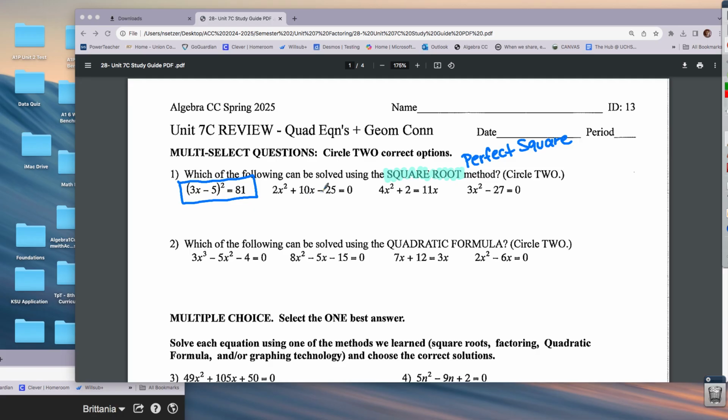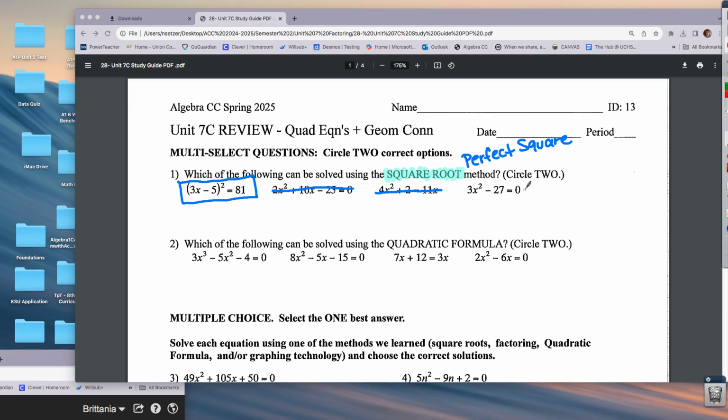2x squared plus 10x minus 25. First, you see if there's a GCF. So if there's a greatest common factor, you can divide it out. You would do that and then look for the square root. This does not have a greatest common factor, so it does not meet the qualifications. Again, this one, nothing to factor out, and nothing that's a perfect square except for the 4 and the x squared, and that doesn't work because it's not all.